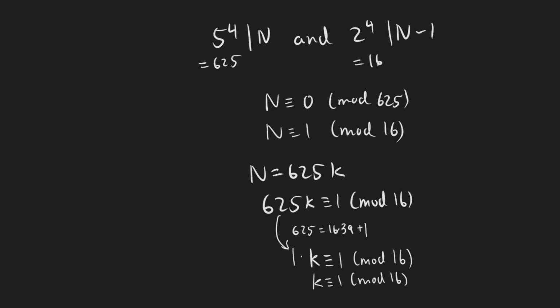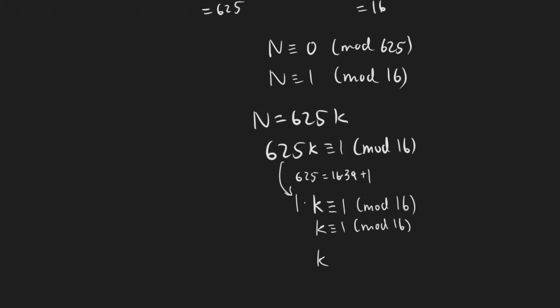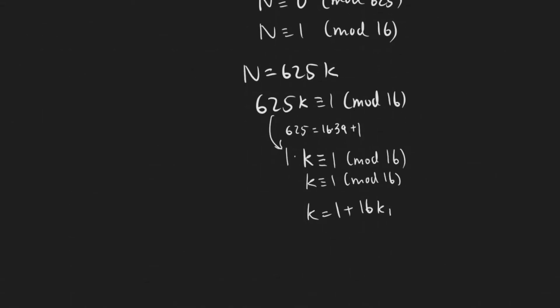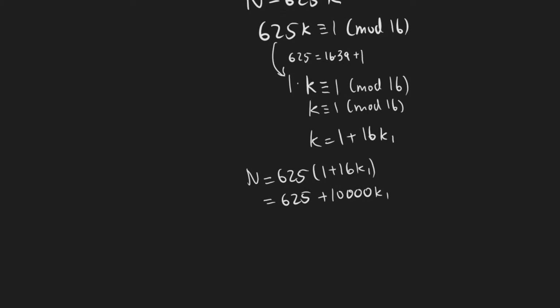So let's go a step further. Let's just say that k equals 1 plus 16k1. Then we can write n equals 625 times 1 plus 16k1, and we'll be left with 625 plus 10,000 k1. So this tells us that the last 4 digits of n would be 0625, since we have to add 10,000 to it. And this doesn't satisfy our condition, since the digit A would be 0. So we have to look at the other situation.